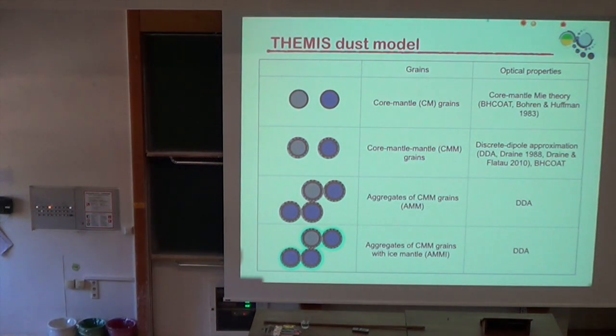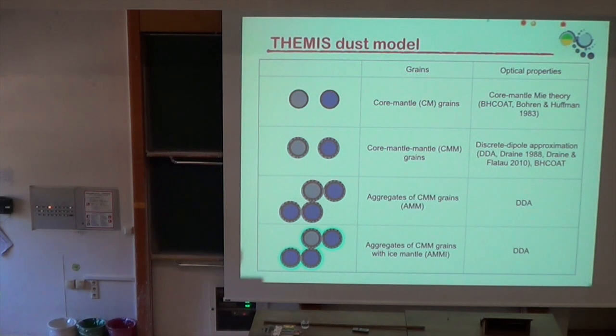The problem with this, it sounds like a pretty nice idea, is that we have to calculate the optical properties for all of them. As I said at the beginning, core-mantle particles are relatively easy. We can use the BH code, or the Mie theory code, relatively fast. And then when we come to the second mantle, so these core-mantle grains, we already have to go to the discrete dipole approximation. And in order to describe these really well, we need a lot of dipoles forming one grain, so we need a lot of calculation time to do these calculations. The same is true for the aggregates without ice, which we call AMM, and for the aggregates with ice, which we call AMMI.